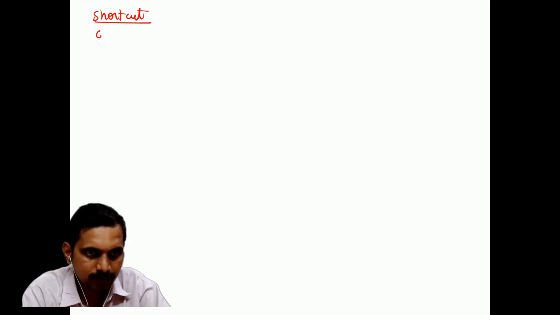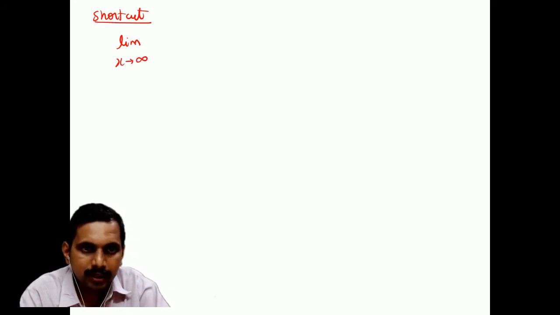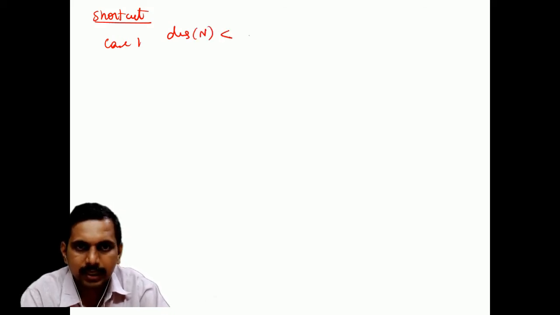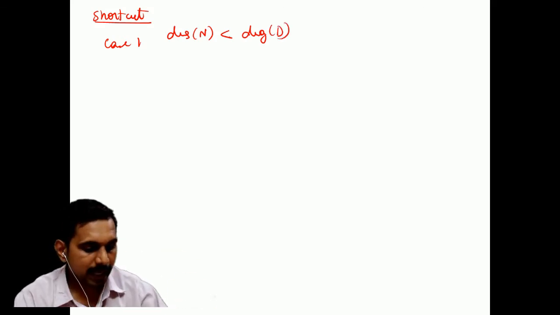Now, next point. What is a shortcut to solve this problem? Shortcut is like this. If you have limit x tending to infinity, first of all, case 1 is where the degree of the numerator is lesser than the degree of the denominator. Then what to do? I'll use one example.